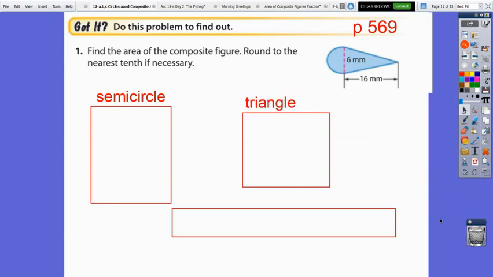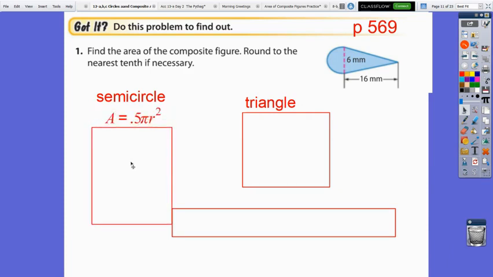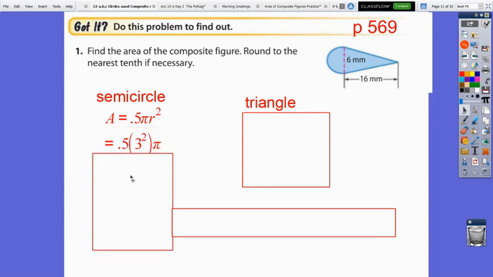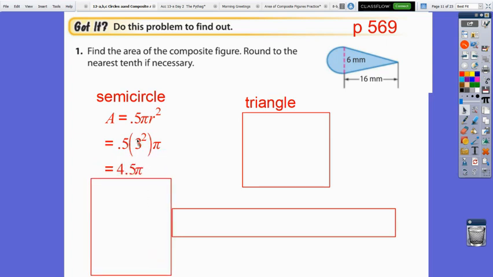The semicircle formula, 1/2 pi r squared, or 0.5 pi r squared. So we need the radius of the semicircle. So if you look at the picture here, it's 6 millimeters all the way across. So the radius is 3, which means my formula is 0.5 times 3 squared times pi. 4.5 pi, 0.5 times 9, is the exact answer.